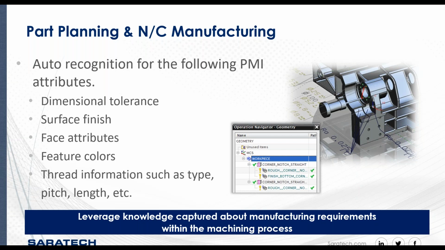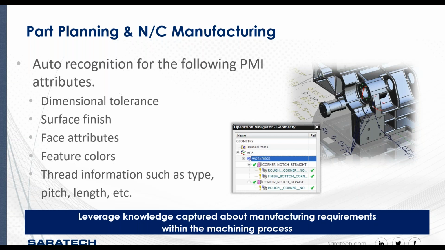When you go ahead and send over a 2D drawing or a part, there's a lot of post processes that need to take place. And some of this includes part planning and NC manufacturing and programming. So when you use PMI and you have the manufacturing portion integrated with it, it makes it easy for the software to use auto recognition for different attributes like tolerances, surface finish, right?